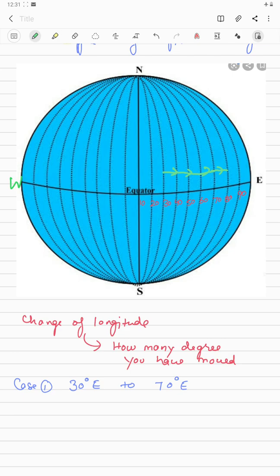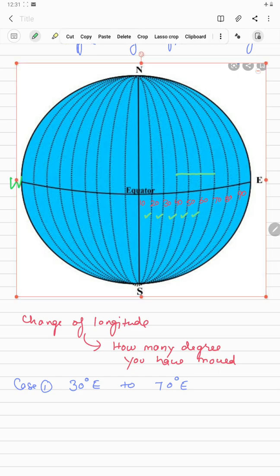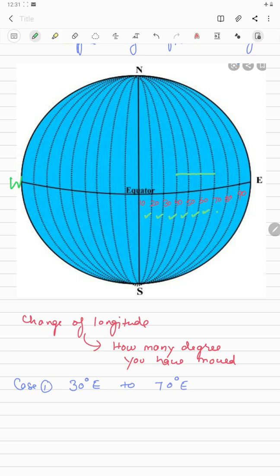As you can see, guys, moving from 30 degree east, this one is your 10, this is your 20, this is your 30, right? So I have actually drawn wrong, so let me just correct it for you. All right, so this is your 10, 20 and your 30. So you're moving from 30 to 70. So this is 10, 20, 30. This one is your 40, 50. This one is your 60 and this one is your 70. So we are actually going from this meridian to this meridian.